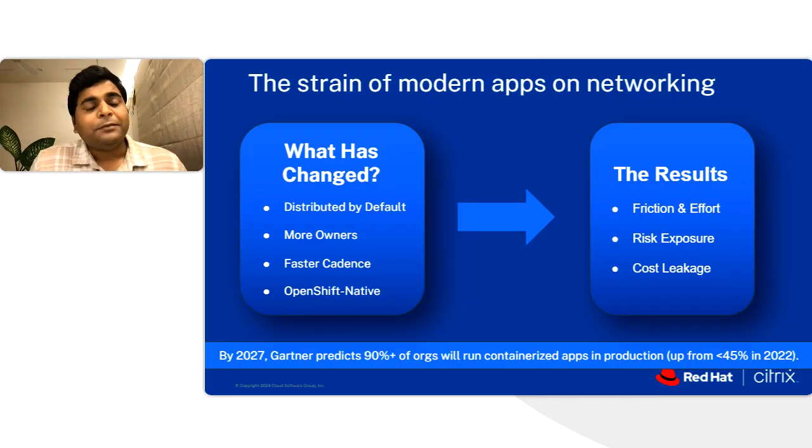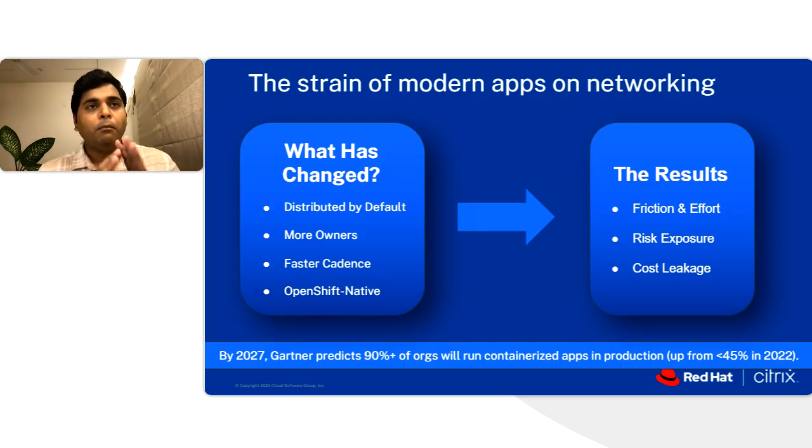So OpenShift has made containers the default and adoption is accelerating. That's great for feature velocity, but it's put real strain on networking. So what has really changed over the years? First, our apps are distributed by default, meaning multiple clusters, multiple clouds, sometimes edges. The traffic paths aren't linear anymore, so a single change can ripple across the environment.